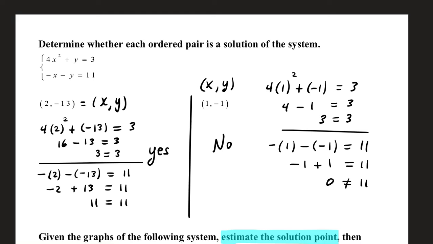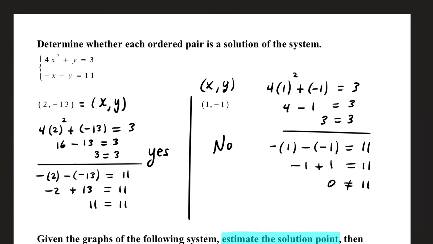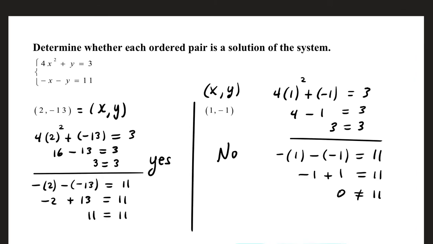Determine whether the ordered pair is a solution of the system. We have a system of equations. The first equation is 4x squared plus y equals 3. The second equation is negative x minus y equals 11. And we are given the ordered pair 2, negative 13. Remember, an ordered pair is an xy combination.